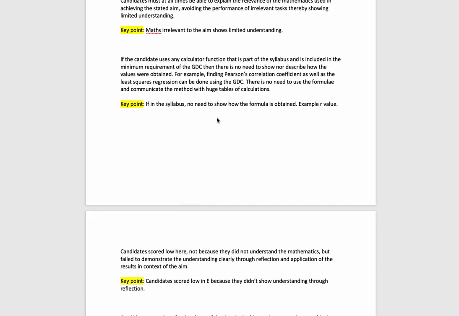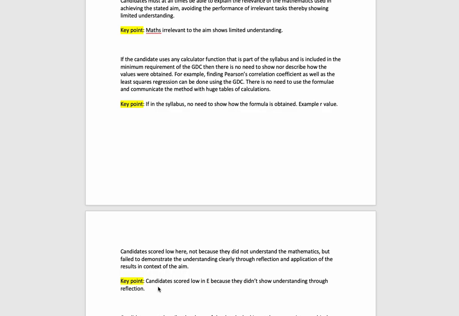If it's in the syllabus, there's no need to show how the formula is obtained. Example, the R value. Again, they mentioned the correlation and Pearson's correlation coefficient a lot, but you don't have to show how this is calculated. You can just use your GDC.